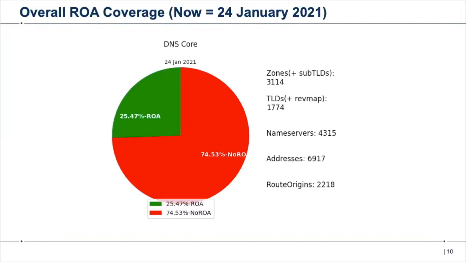The number of zones is 3,000 or so. That includes all the TLDs plus their substructures. There are about 1,774 TLDs, counting the 1,500 or so forward map TLDs plus reverse map zones and a few others. There are only 4,300 name servers involved because there's a lot of sharing. For all those zones, all those TLDs, they only use 4,300 name servers. And there are only about 7,000 addresses, meaning that many name servers are sharing the same address. And below that, route origins, there are much fewer, only about 2,000 total. There's a lot of sharing, or commingling, of services as you go down the stack, so to speak.